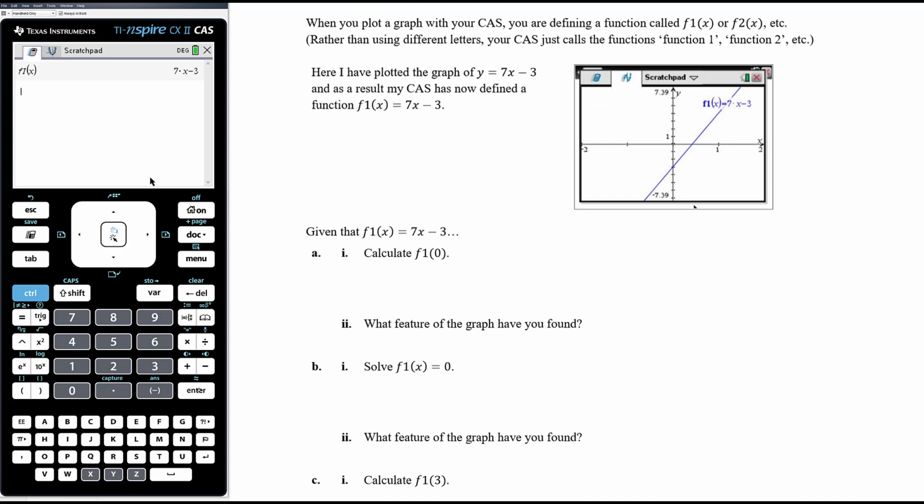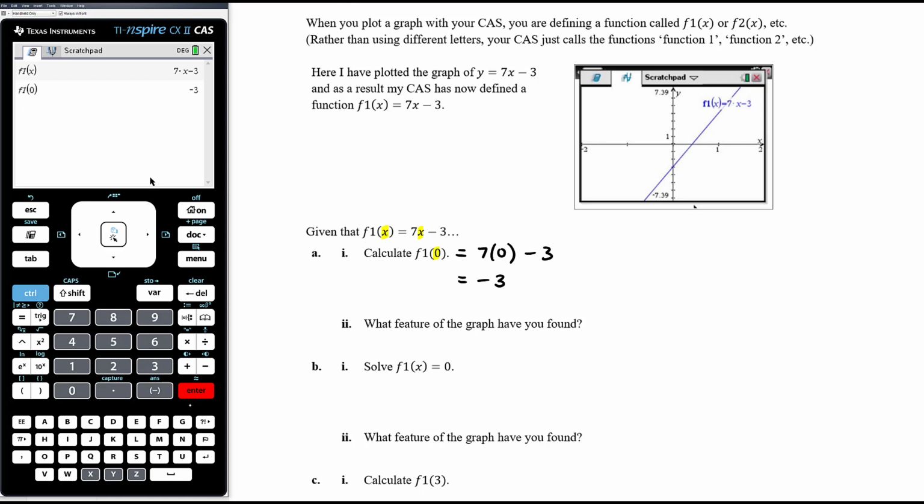If we do f1 of 0, f1 bracket 0, we've just been doing this. What we're doing is we're replacing the input in our function with 0. We're replacing all the x's with zeros. We can do that algebraically. It's 7 times 0 minus 3, which is going to be minus 3. Let's see if our CAS confirms that. So I'm just going to write that underneath. Yep, our CAS confirms that f1 of 0 equals negative 3.